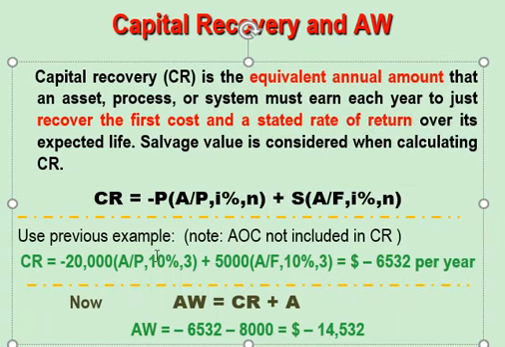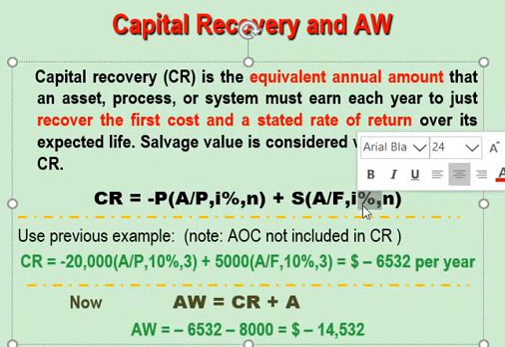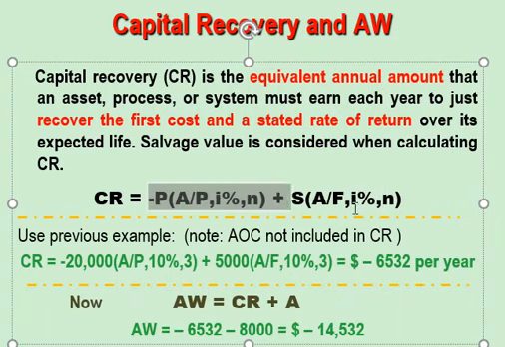Okay, after I get the capital recovery, now I ask myself, what's the total I'm paying every year? If I pay $20,000 as a first cost, that means I'm paying $6,532 per year. And what does it include? It does include the interest rate plus the salvage value, where they are now embedded in this amount.